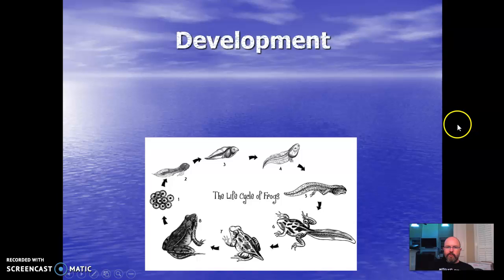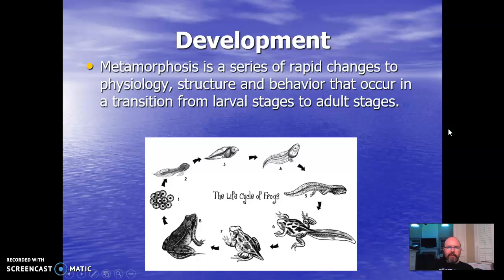All right, so you can see a lot of videos of that if you want to hear more vocalizations. All right, so let's talk about development in amphibians. Metamorphosis is a series of rapid changes in physiology, structure, and behavior that occur as they transition from larval to adult stages. Eggs to tadpoles, who eventually grow rear legs, front legs, and then lose and reabsorb the tail. That is complete metamorphosis. The larva looks nothing like the adult.